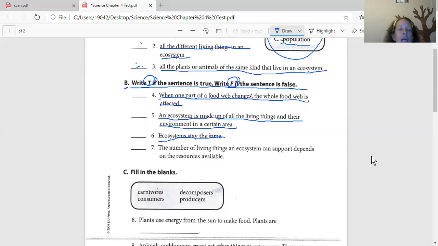Okay. Number 7, the number of living things an ecosystem can support depends on the resources available. Let me read that again. The number of living things an ecosystem can support depends on the resources available. True or false? Say that again. The number of living things an ecosystem can support depends on the resources. True or false? Sorry, Jeremiah, I'm getting sleepy.